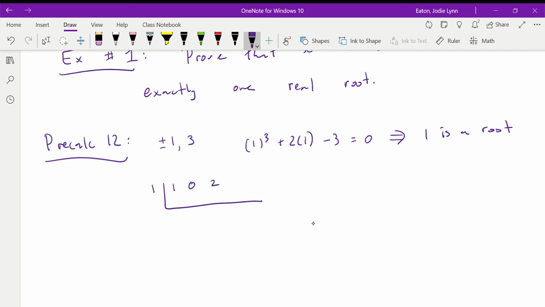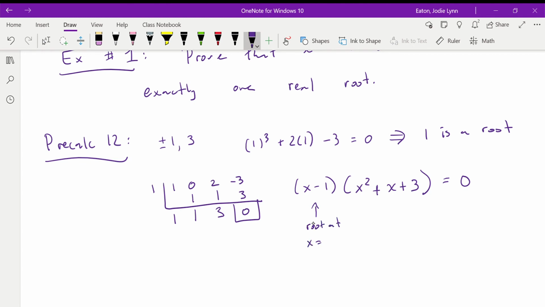Synthetic division with 1: the coefficients are 1, 0, 2, minus 3, and don't forget the 0. Bring down the 1. 1 times 1 is 1, plus 0 is 1. 1 times 1 is 1, 2 plus 1 is 3. 1 times 3 is 3, which gives us a 0. So that means we have x minus 1 times x squared plus x plus 3 equal to 0. This is our root at x equals 1.